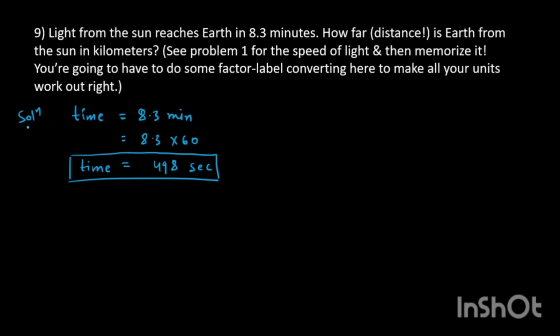All right, we got this. How far is earth from the sun in kilometers? This is what we have to answer. That is, we have to find the distance between sun and earth. But in order to do so, we need to have the velocity of sunlight, that is, how fast light travels.